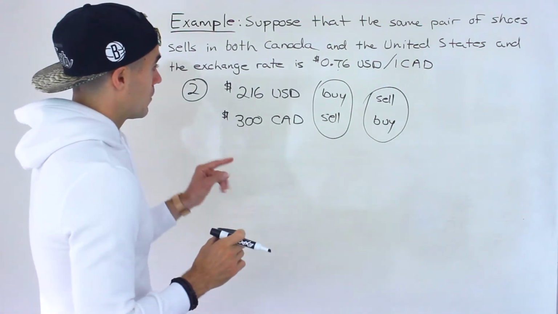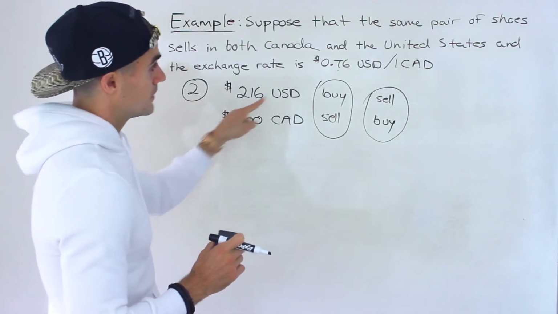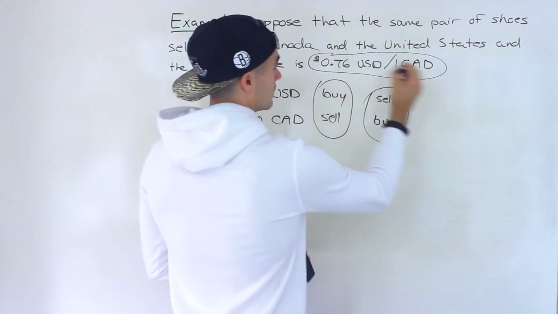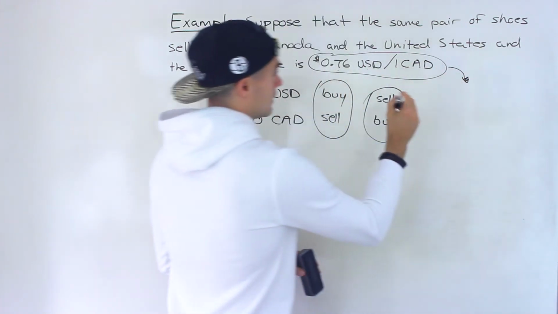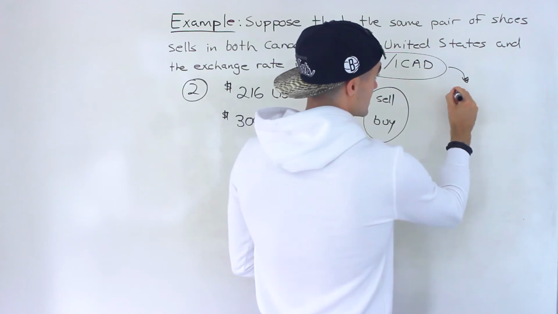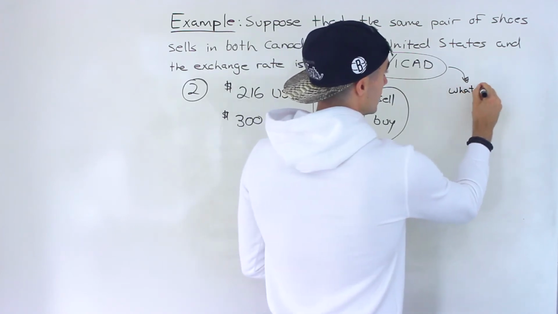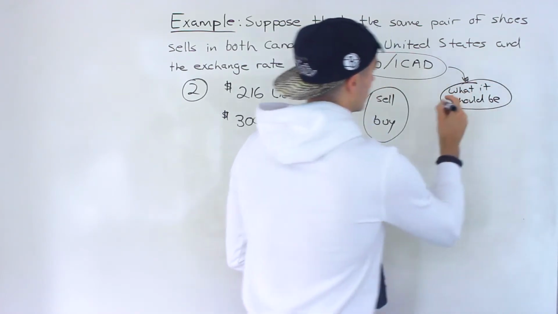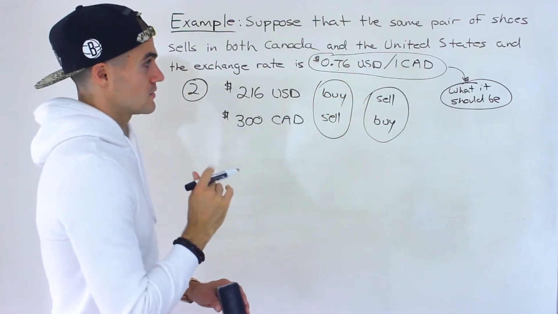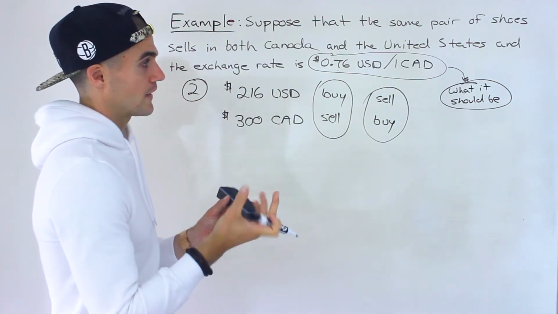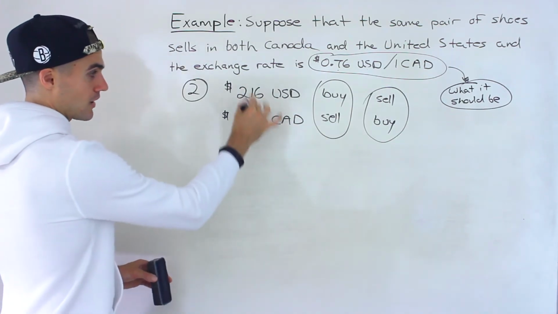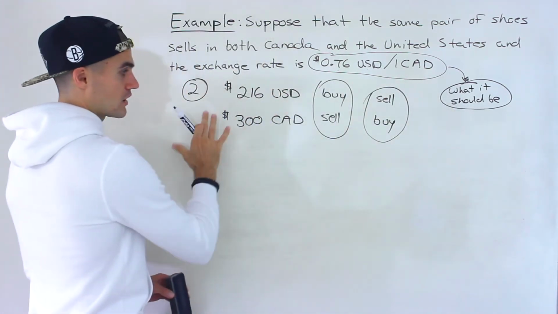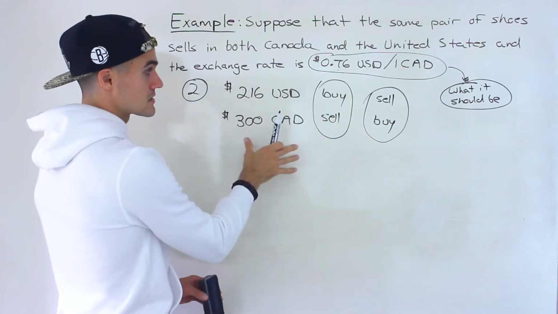Now, we have to figure out, how does this here compare to the exchange rate? Because the exchange rate, whenever they give you a current exchange rate, this always represents what it should be. That's the market rate right there. So that's the proper rate, quote unquote. That's what it should be, versus these prices here, this is what it is. When you're given a scenario like this, it's what it is.